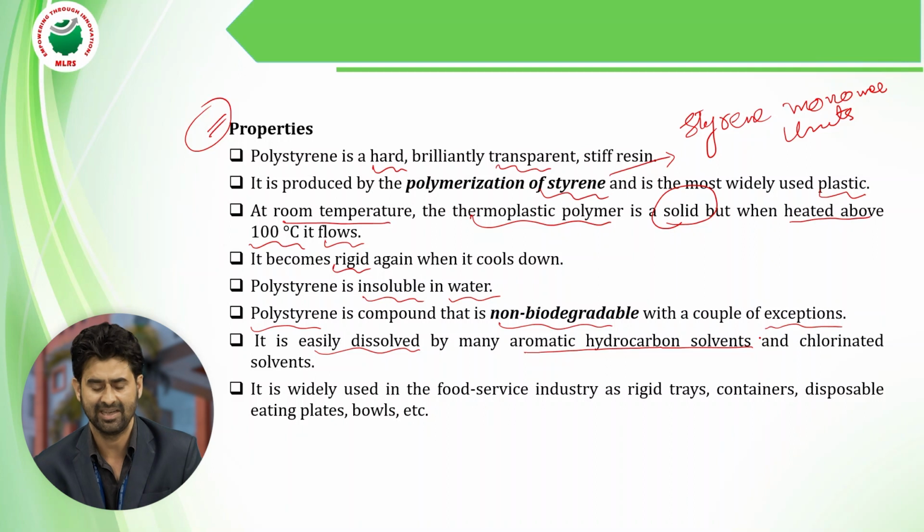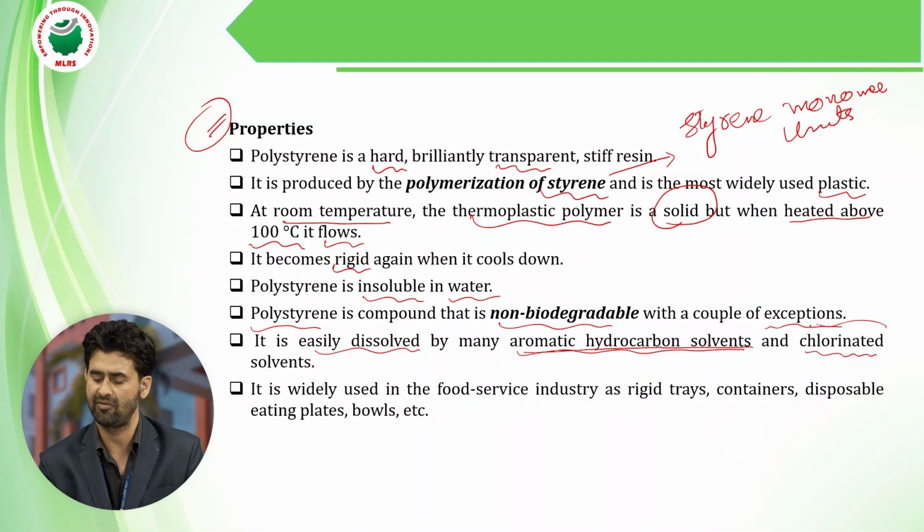If we take aromatic hydrocarbon solvents, the polystyrene can be dissolved, and it is also dissolvable in chlorinated solvents. The polyvinyl chloride is widely used in food service industries as rigid trays, containers, disposable eating plates and bowls.